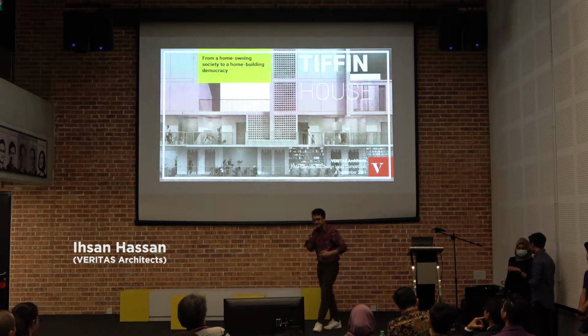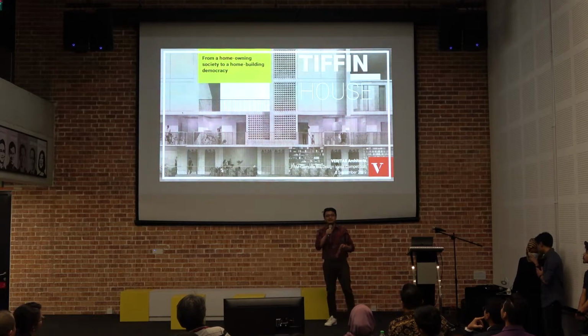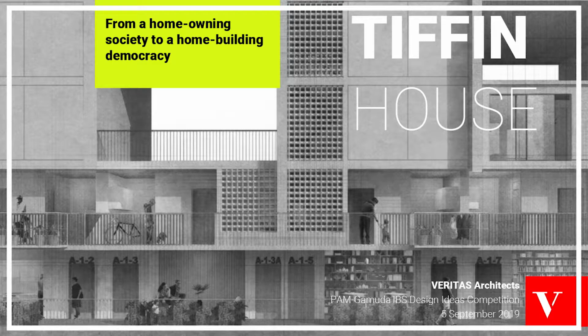What I'm going to be presenting today is our model for an affordable housing design. It's like a prototype, basically. What we're trying to show is that an industrialized building system combined with a rethinking of some of the urban planning paradigms can lead to a solution for how to create more affordable and social housing in the country. So, from a home owning society, which is what a lot of Malaysians take pride in our country having, we're saying that we should be a home building democracy.